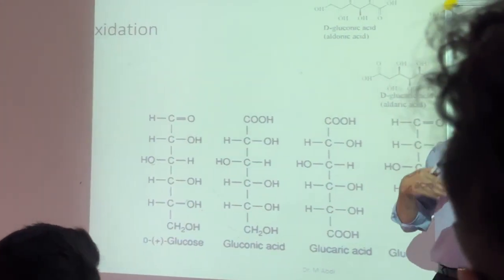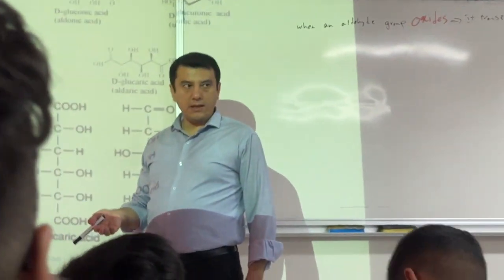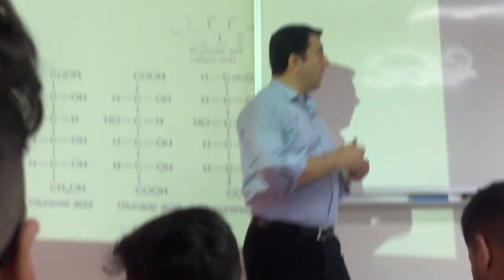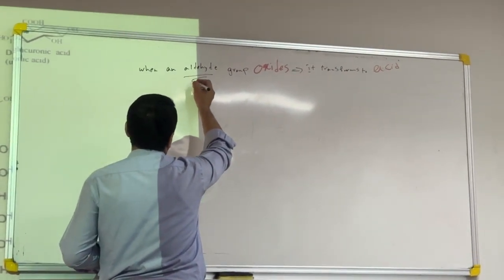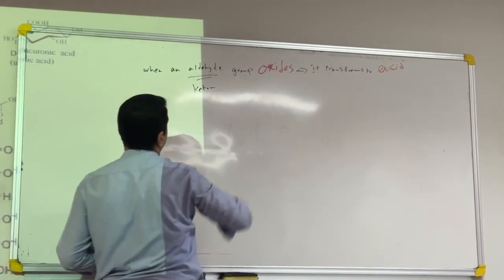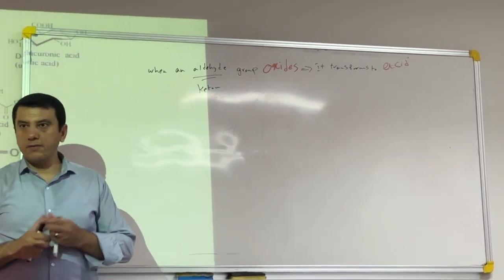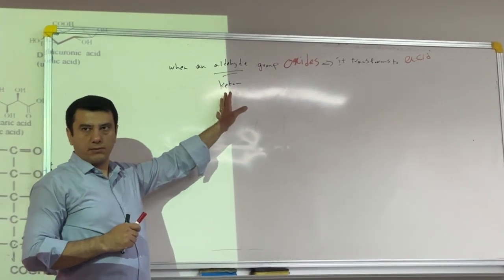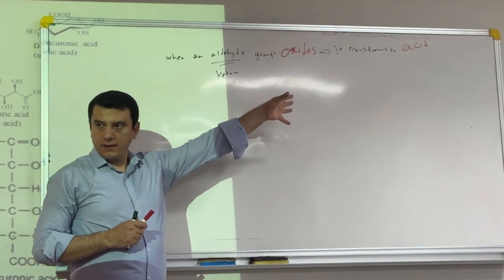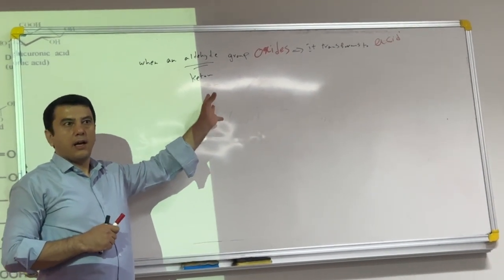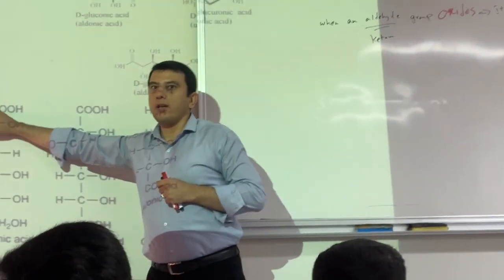We have the same process for ketone groups. So whenever we have a ketone or aldehyde group and we want to oxidize these groups, we then have an acid group.